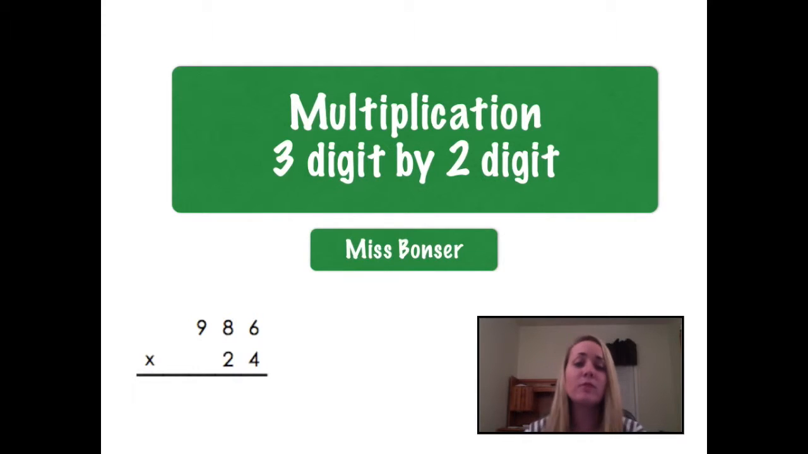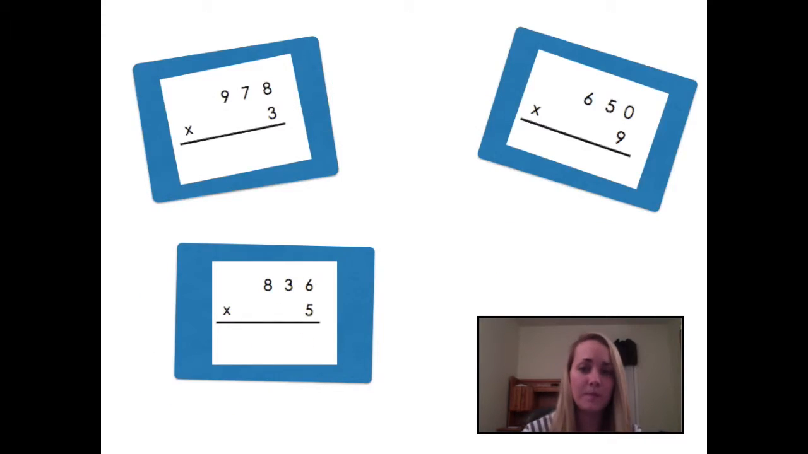We've been doing some 3-digit by 1-digit multiplication together, and today we're going to take the next step and do some multiplication that is 3-digit by 2-digit, which you'll see down here in the left-hand corner, which we have 986 times 24, and we'll be talking about the steps to go through to complete this problem successfully.